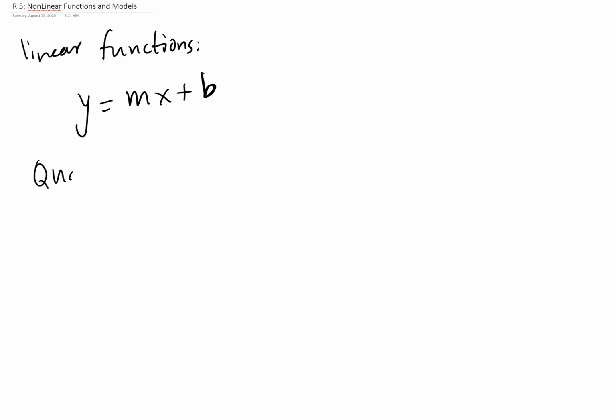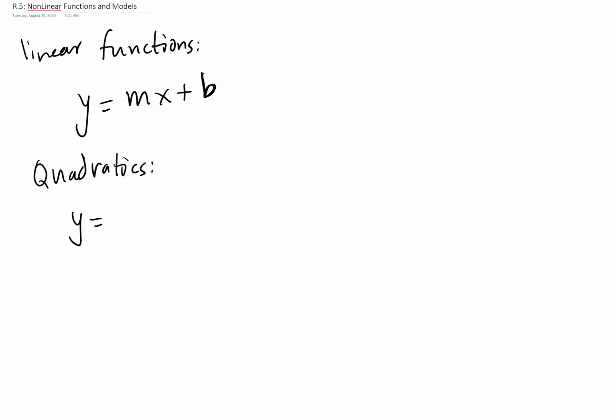R.5 nonlinear functions and modules. Linear functions, as we did in the previous section, are written in the form y equals mx plus p. Those are linear functions. Nonlinear, anything else is nonlinear. It could be quadratic, cubics, anything. We focus on the quadratic for now.